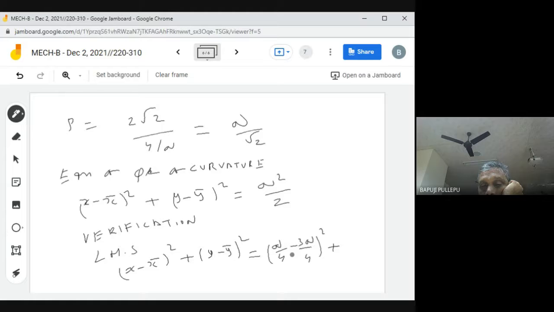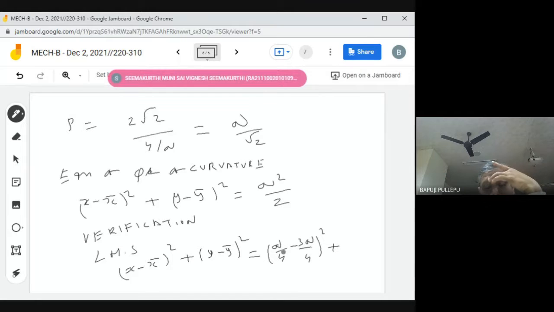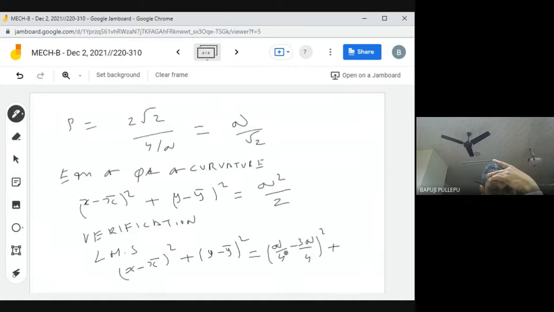What will you get actually? Minus 2a by 4, sir. Is this correct or no? Minus 2a by 4 means what you will get actually? If you square, what will you get? 2a by 4, if you make it square, a by 2. a by 2 if you make square means what? a square by 4. Correct? A square by 4, this value. Am I correct or not? A square by 4, sir.